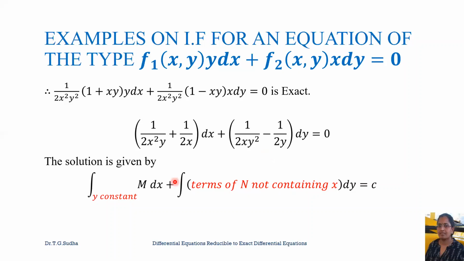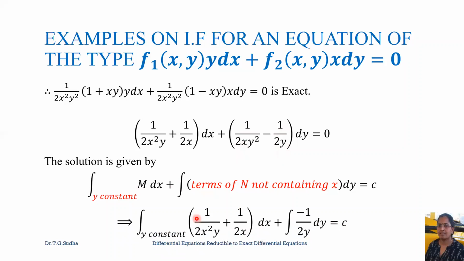So now let us substitute for M and consider the terms of N not containing x. In this, the first term contains the variable x, so we need to neglect this term. We need to consider minus 1 over 2y, which is independent of x. So we get integral of (1/(2x²y) + 1/(2x)) dx, keeping y constant, plus integral of -1/(2y) dy equal to c, where c is the constant of integration.